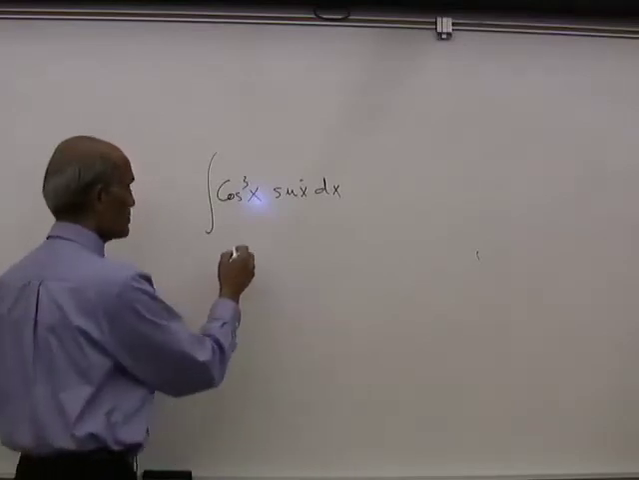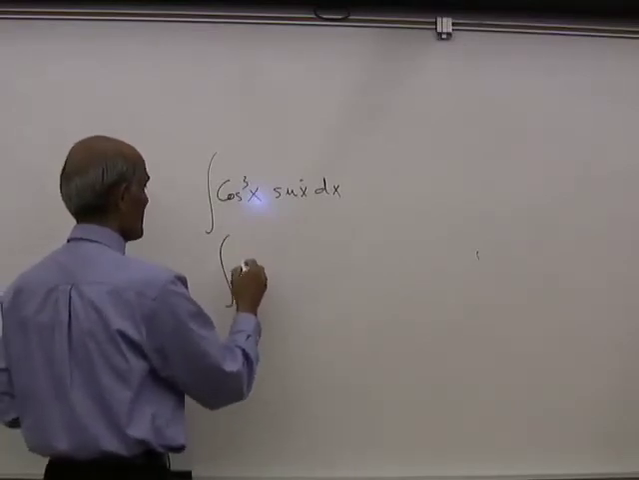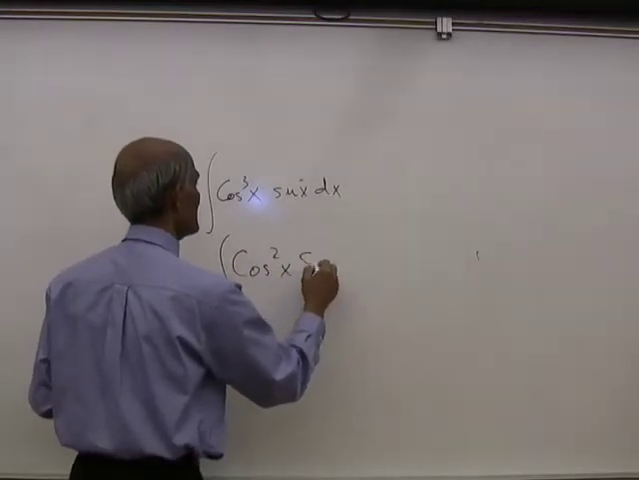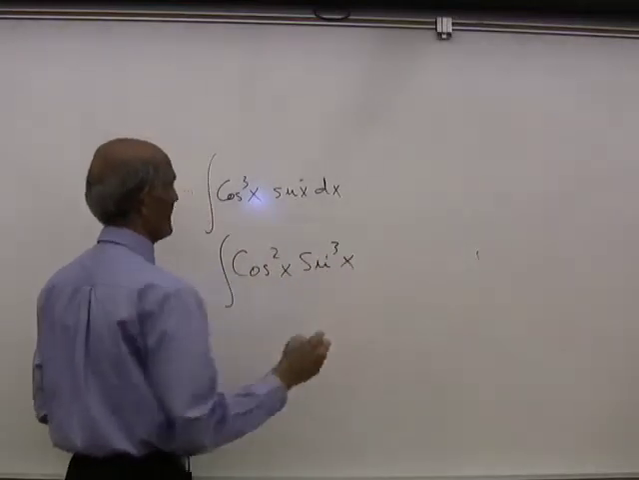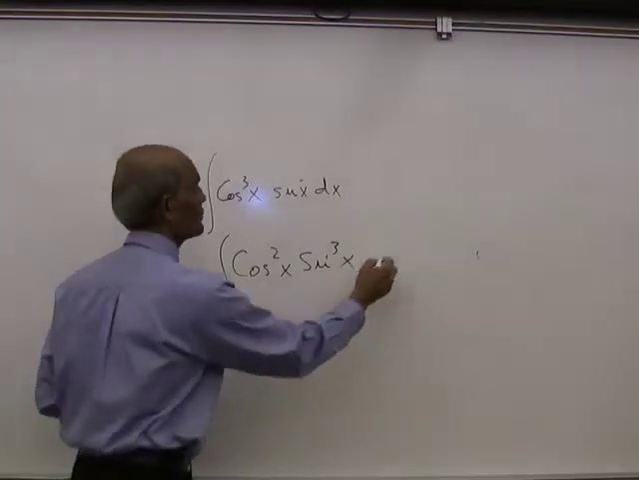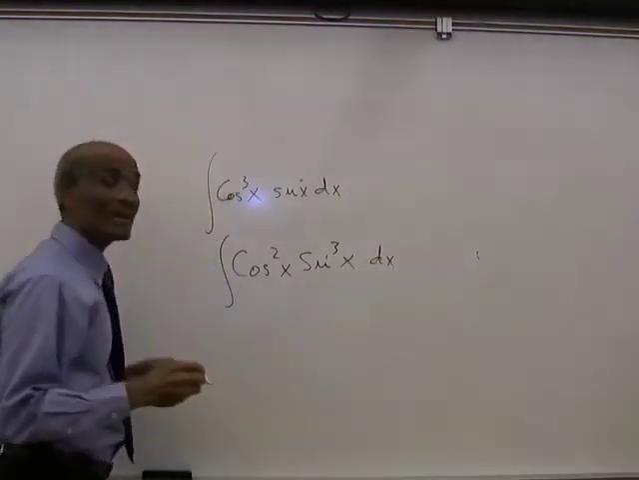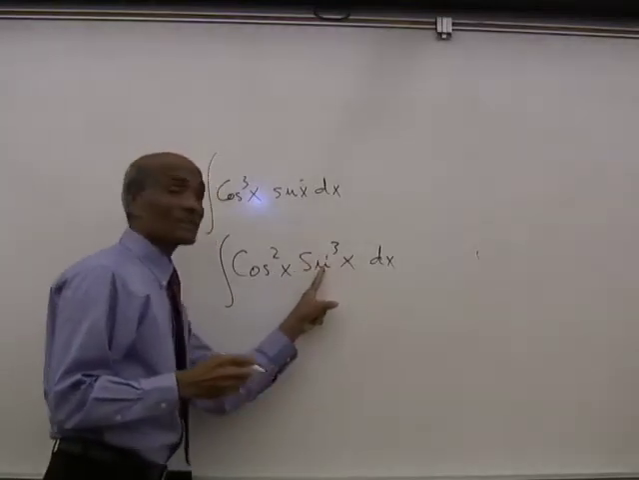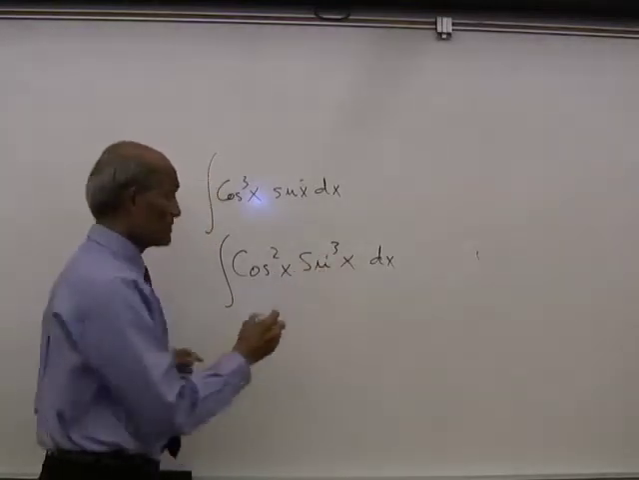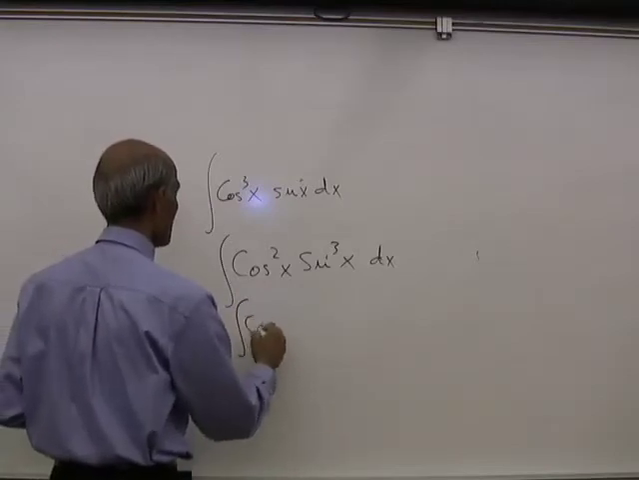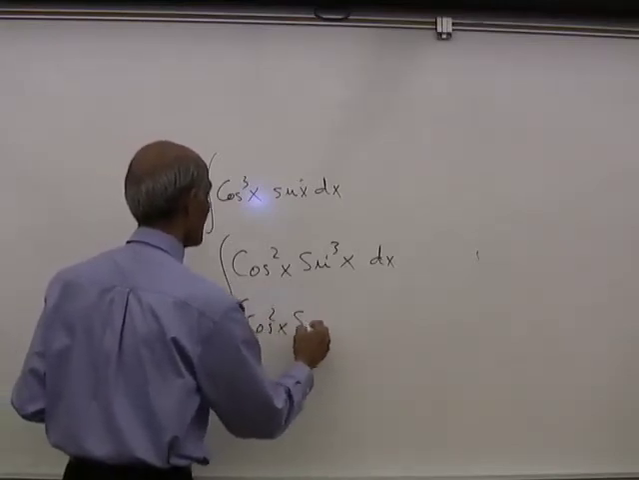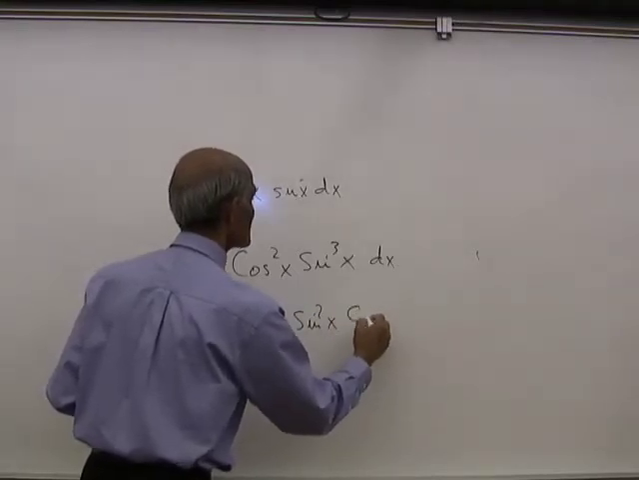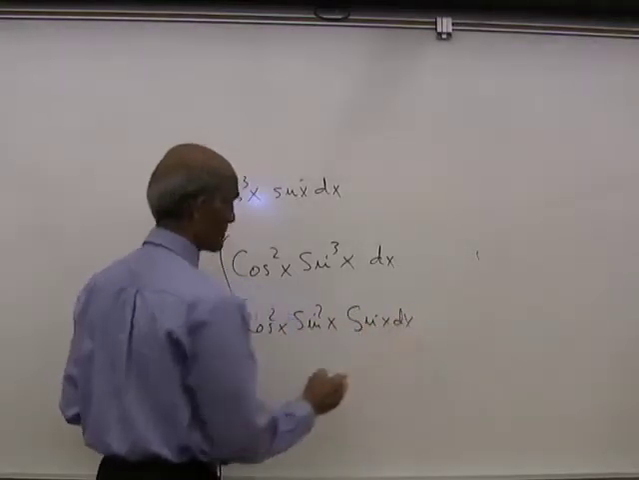Now, how would you do one like this? If I have say cos squared x sine cube x dx, what will be the method in here? Well, since the power of sine is an odd power, we will write it like this. It will be cos squared x times sine squared x times sine x dx.